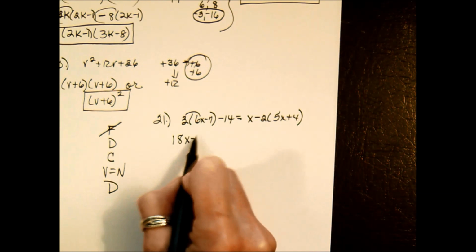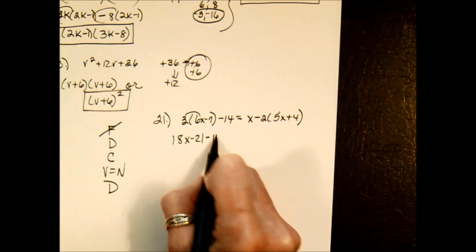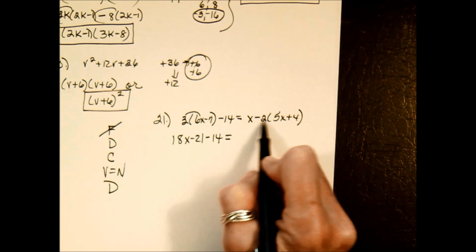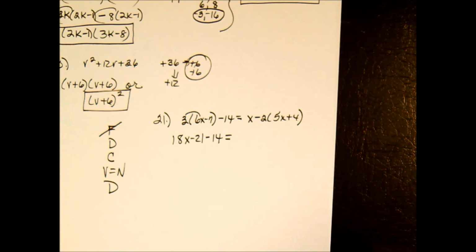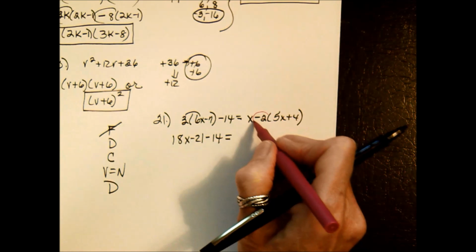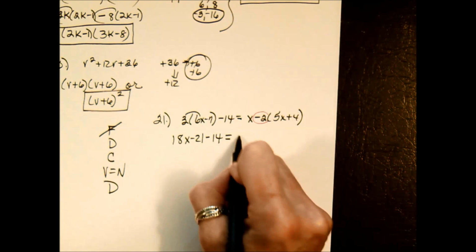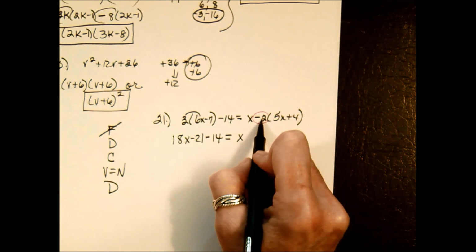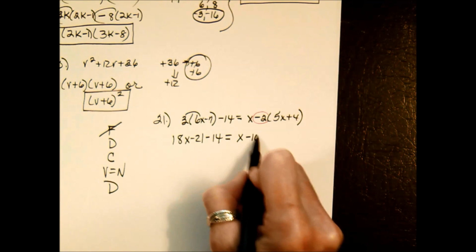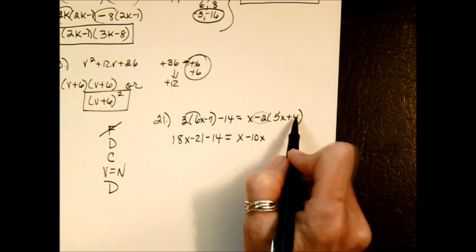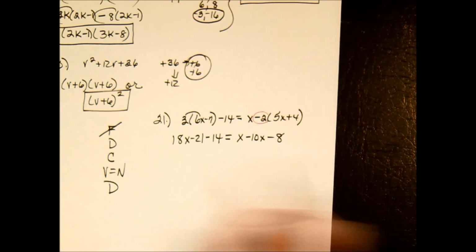This is just a neighborhood kid. Now be careful here. What is being distributed on this right-hand side is the negative 2. The x is like a neighborhood kid in the front yard. So negative 2 times 5x, negative 10x. Negative 2 times positive 4, negative 8. So we did that step.